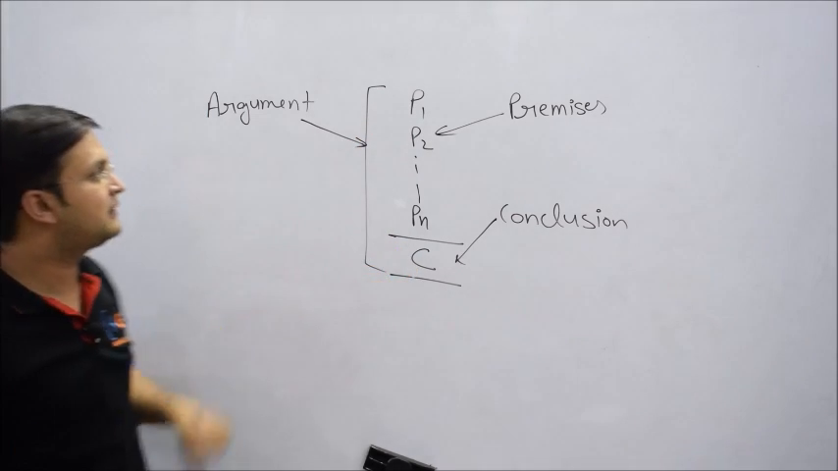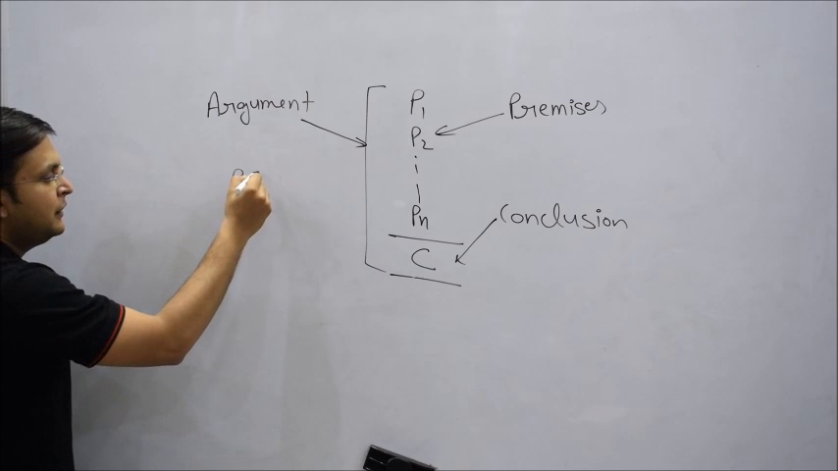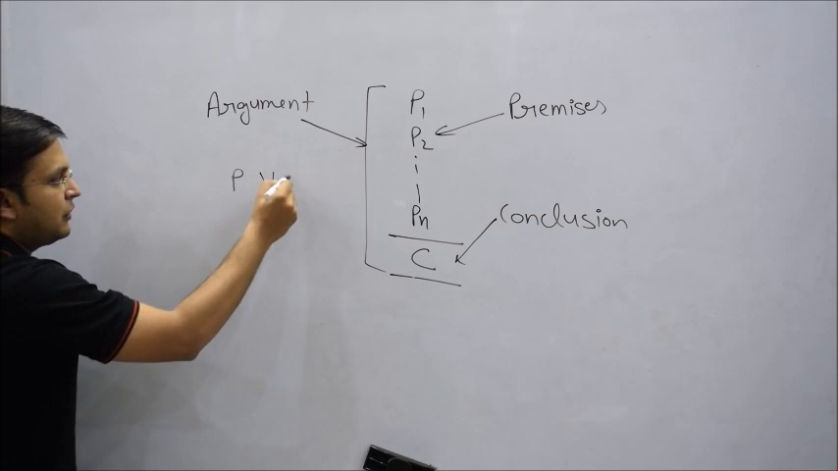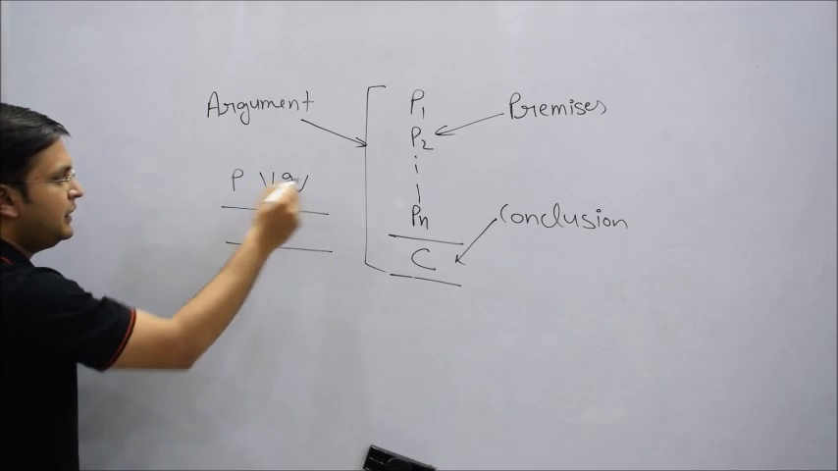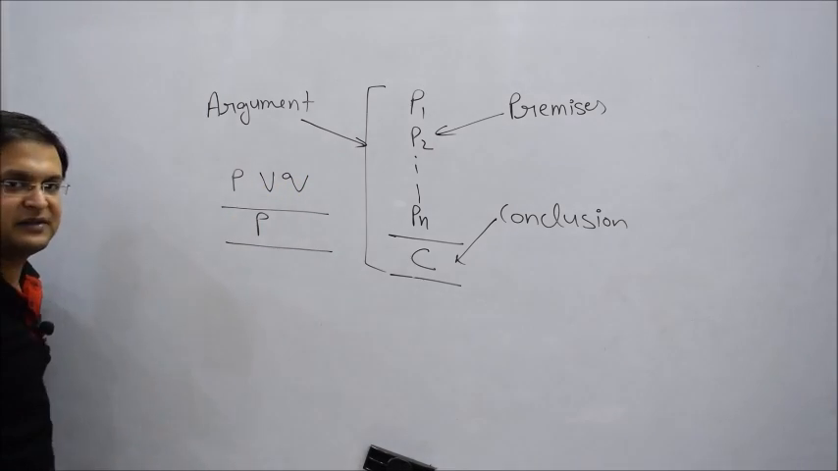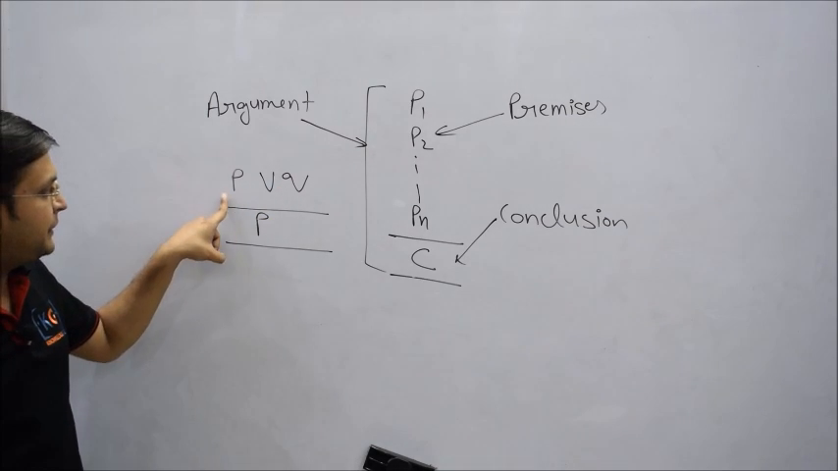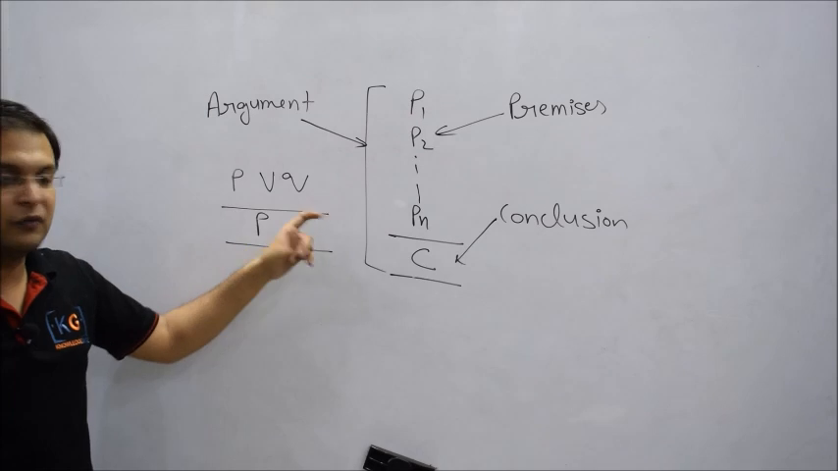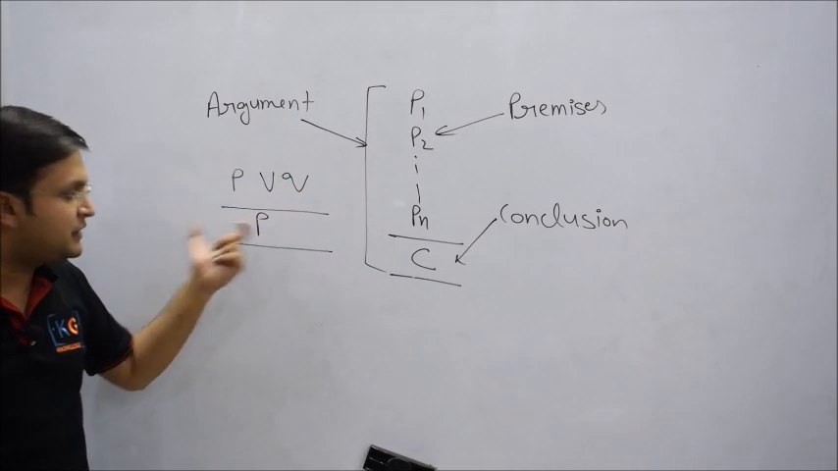What does it mean? For example, let me write an argument. Let me make it simple. Let me say P or Q implies P. You understand this? Here I have taken only one premise. So it says P or Q, and it means: if P disjunction Q is true, then P is also true.